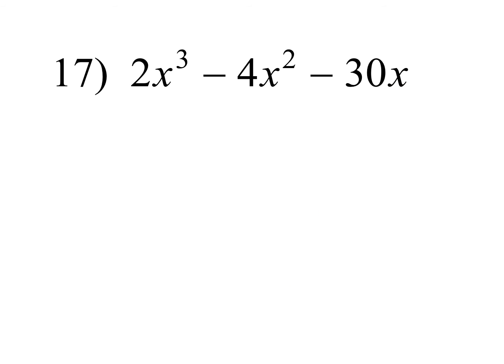What's my greatest common factor here? 2. And then do I have any x's in common? How many? 1. So all of them have at least one x that I can take out. So 2x comes to the outside. What's 2 divided by 2? 1. And then if I have 3 x's and I take 1 away, how many am I left with?